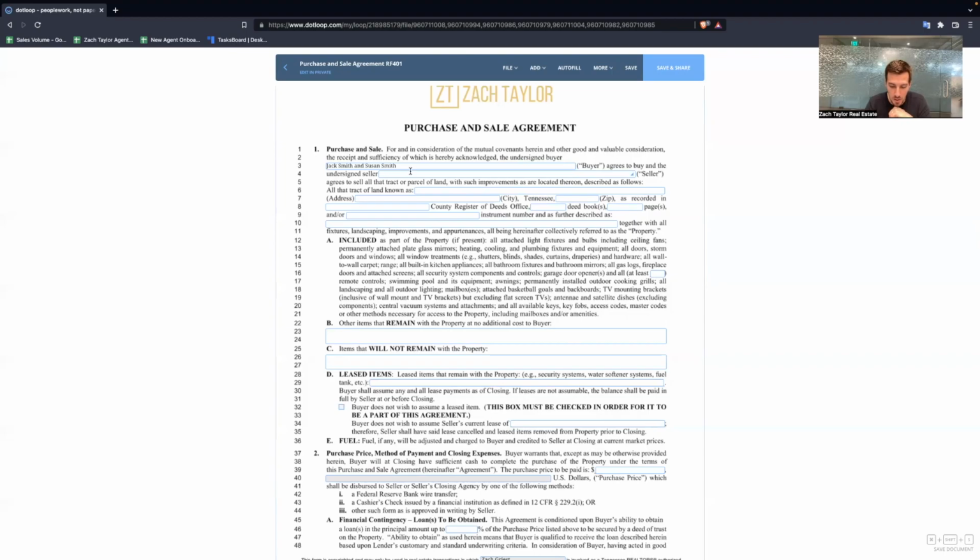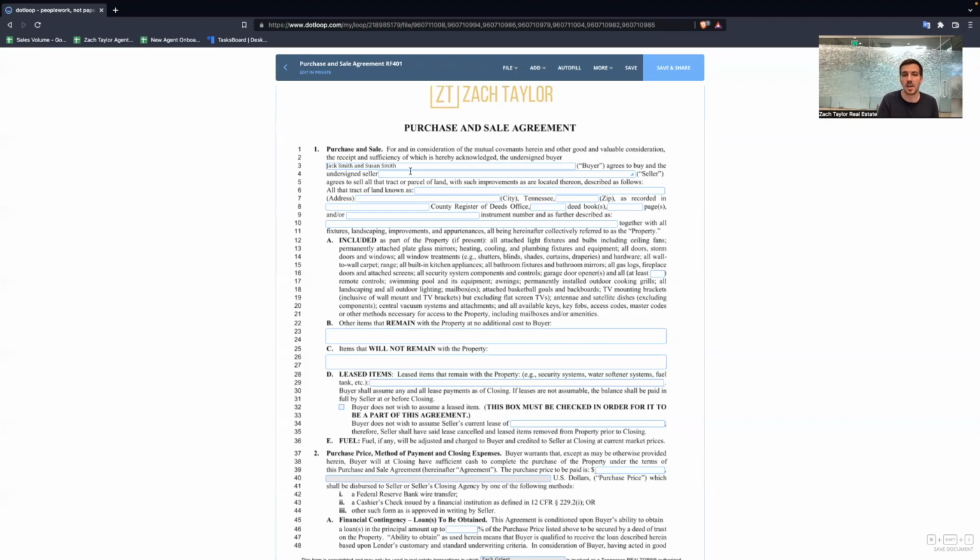Let me put that as well. Another instance with these contracts is, get everything in writing. If you have communication with the other agent or your client gives you instructions, follow up a phone call with an email. So if they say, hey, Zach, I want to go ahead and cancel this contract, you would write an email to your client and say, please confirm, based on what we said over the phone, that you wish to cancel this contract. So make sure you follow up everything.